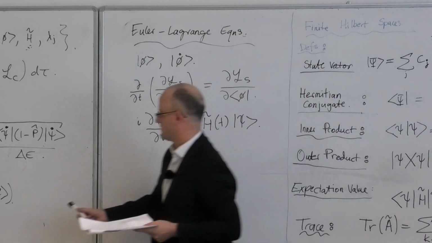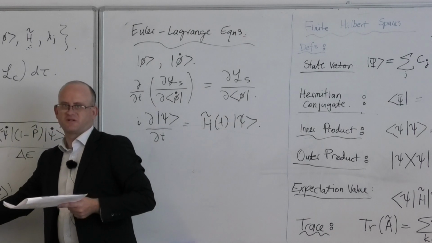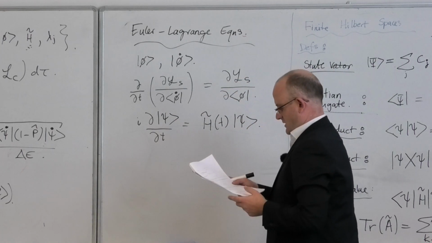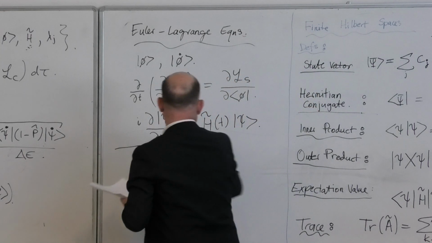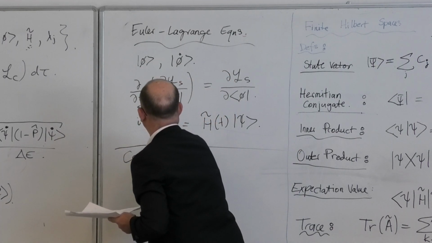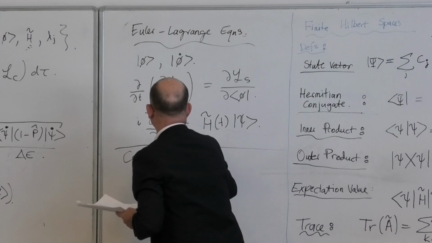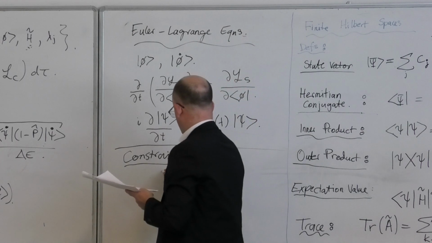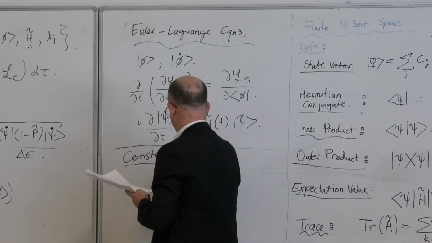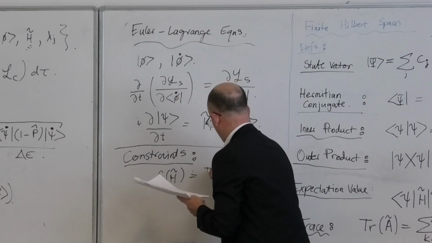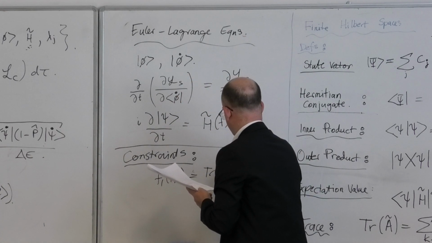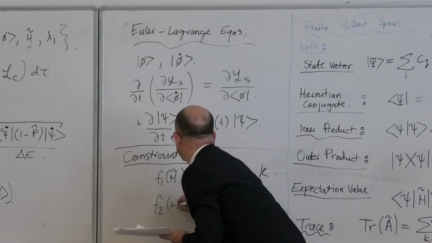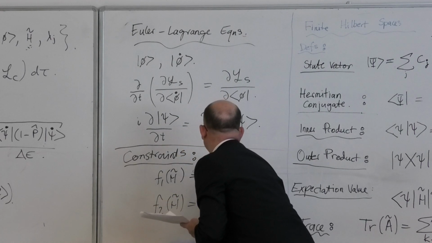Now you can't really move forward until you specify what the constraints are, or what the Lagrange multipliers are. So we need to talk about that now. Constraints. The simplest constraints that you can come up with, in this case, are f1 of h is equal to trace h squared over 2 minus k, and f2 of h is equal to trace of hf.